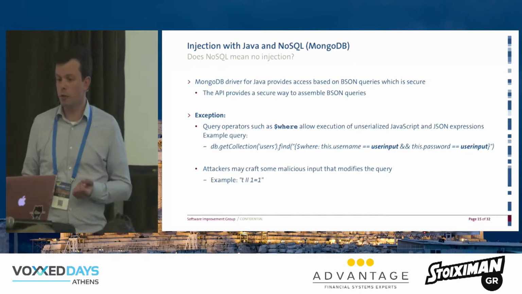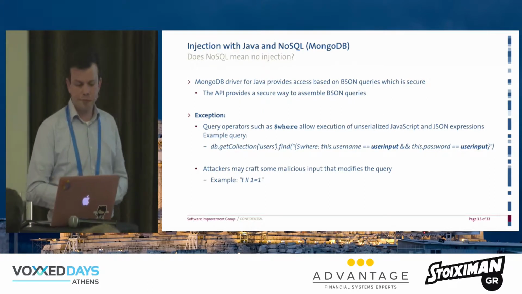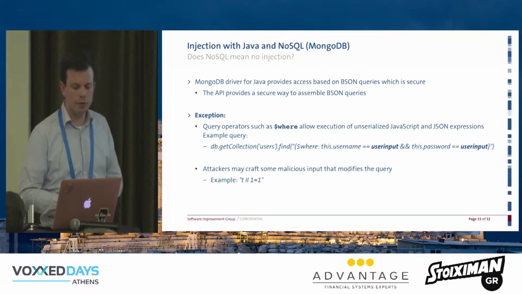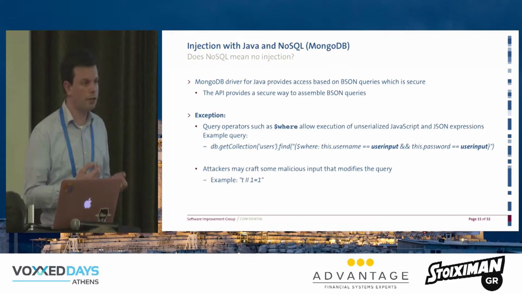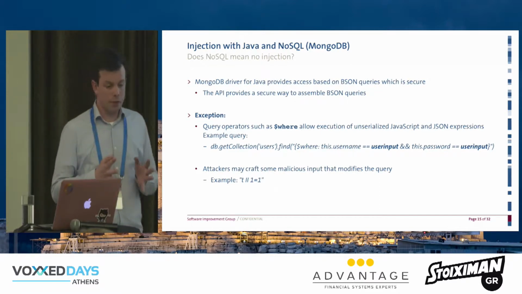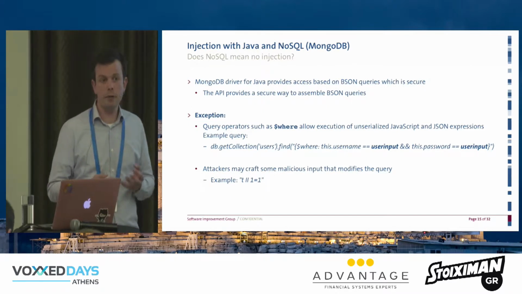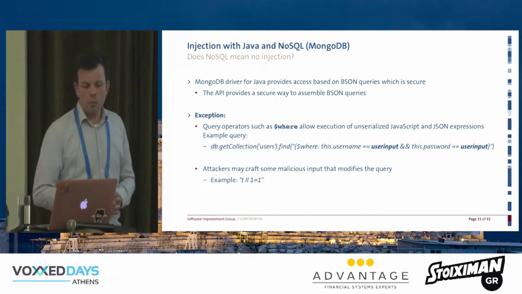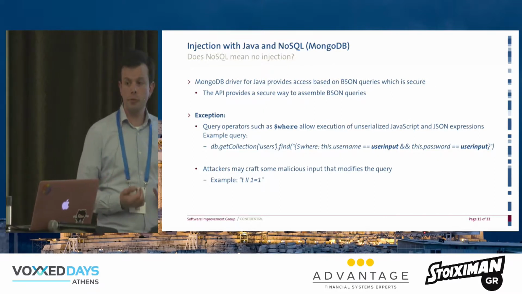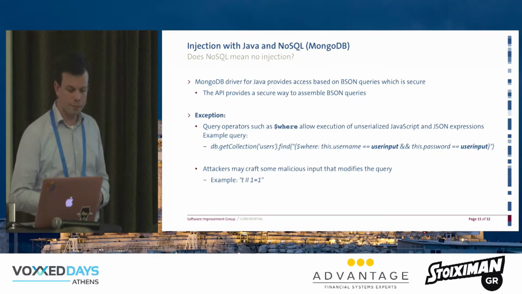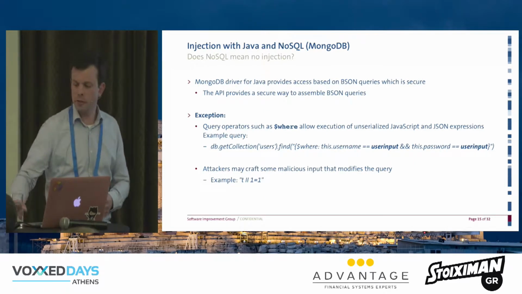However, it's a bit more difficult and a bit more tricky. So the MongoDB driver of Java provides a secure way of accessing the MongoDB database server. It provides an API to assemble secure BSON queries, which separates user input from queries. And if you make use of this API, these injection attacks are not possible anymore. However, there's one exception to this rule, and that's when you use specialized query operators such as the $where. This operator allows the execution of unserialized JavaScript and JSON expressions.